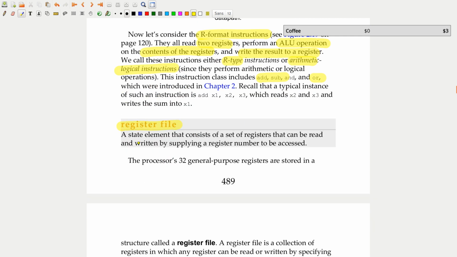So then let's talk about the register file. This is just another state element that is a set of registers that can be read and written by supplying a register number. So very similar to memory, but typically smaller and faster than memory.